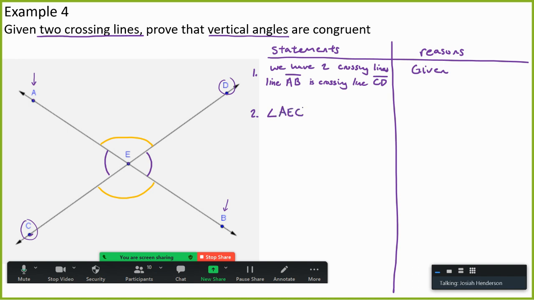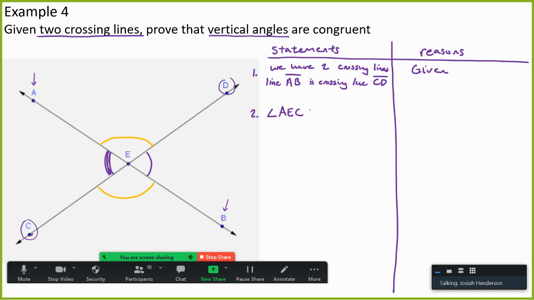When we name an angle, we have to have all three letters in one of the directions. So we could call it AEC, or you could call it CEA. It's the same angle. This left purple angle is angle AEC. And that's vertical with the one across from it.